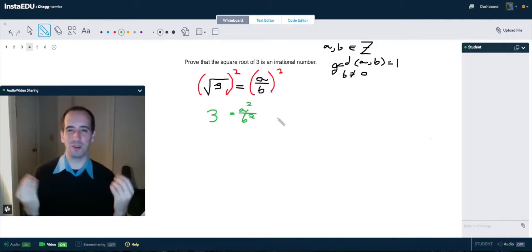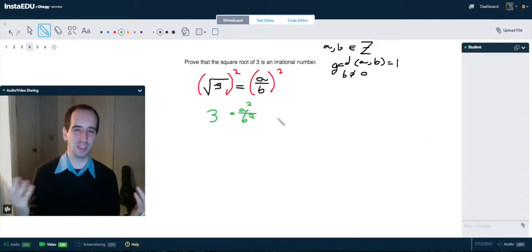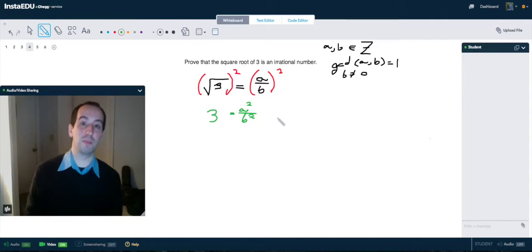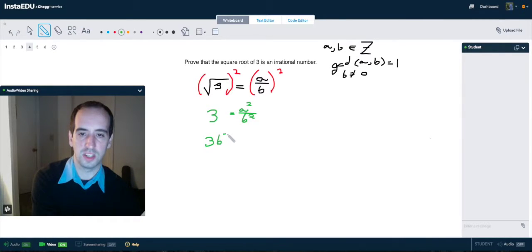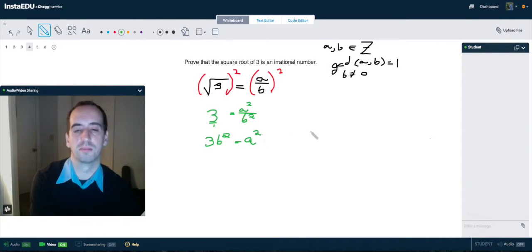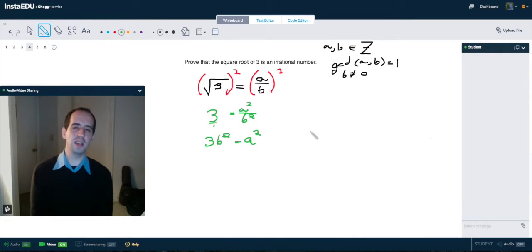Let's get both variables on opposite sides of the equal sign. And we're going to do that by cross multiplying. So we're going to get 3b squared. See, I'm multiplying the denominator over here times the numerator, 3 over 1, and 1 times a squared. And we get 3b squared equals a squared. Okay. Now you might see something here that is a little bit weird. I certainly see something here that's a little bit weird.